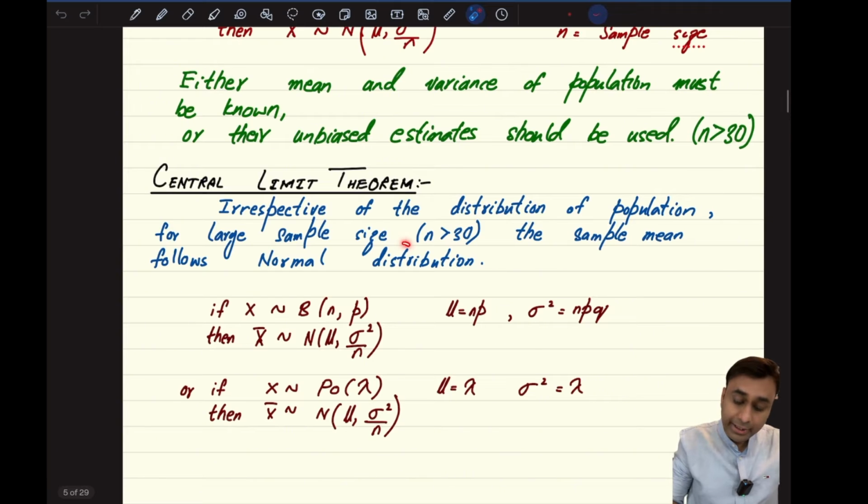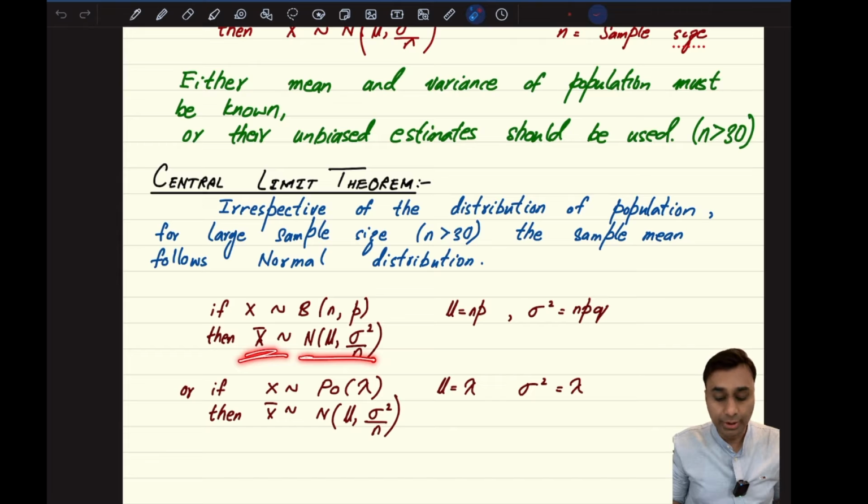Similarly, if n is bigger than 30, then it does not matter what the distribution of the population is, be it binomial, Poisson, geometric, or uniform distribution. It does not matter. In all of those cases, whatever the distribution of the original population, the sample mean must always follow a normal distribution with mean mu and variance sigma squared over n.